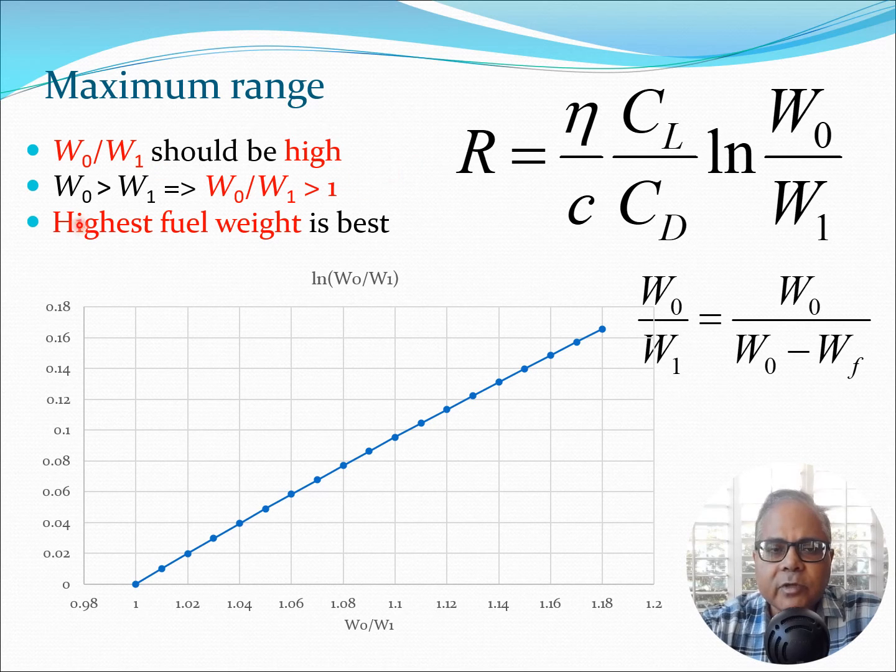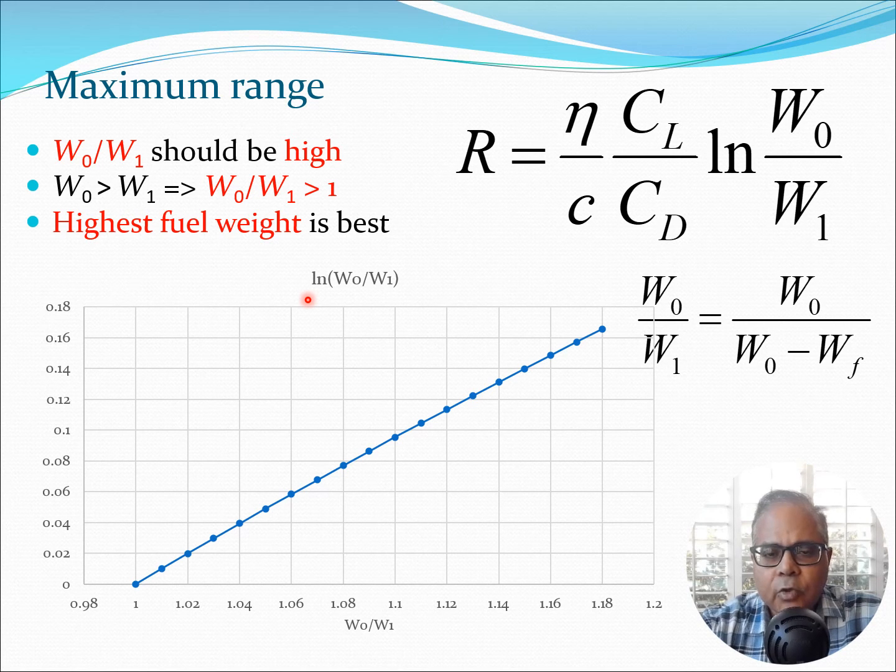And this happens because we clearly see that W0 is greater than W1, because you start with a greater weight and you end with a lower weight during the flight because the fuel weight is lost. So W0 by W1 is greater than 1 if I were to divide these two. And suppose I plot it here, I have plotted these cases of W0 by W1 greater than 1. And on this axis, I have plotted log W0 by W1. So this is log to the base e.